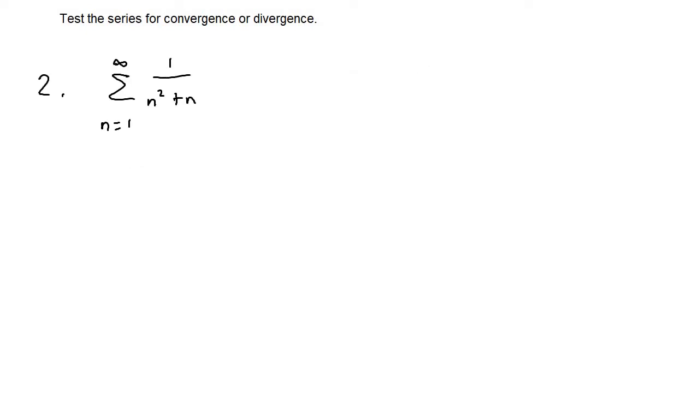Now for number 2, we have the series from n equals 1 to infinity of 1 over n squared plus n. Now obviously in this case we can't use the divergence test because the limit is going to be equal to 0. It doesn't look like a geometric series, but if I take a look at the denominator, the most significant term here is n squared because that's the highest degree. So what I would actually do in this case is a direct comparison test, so DCT, to the infinite series from 1 to infinity of just 1 over n squared.